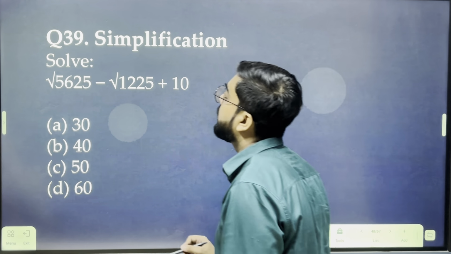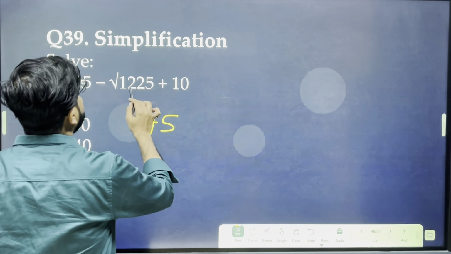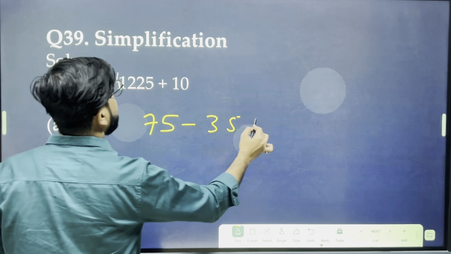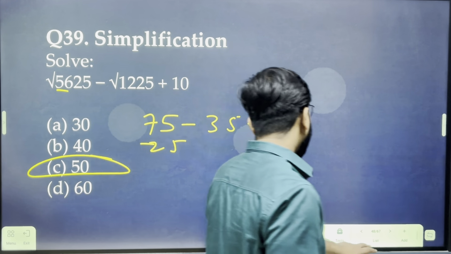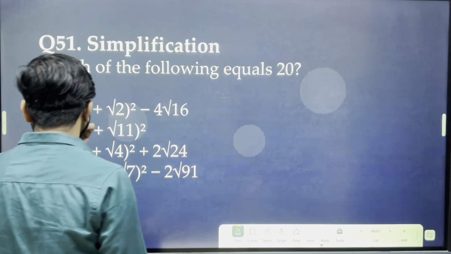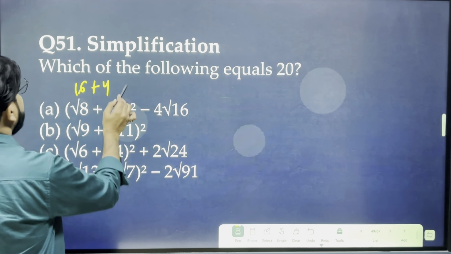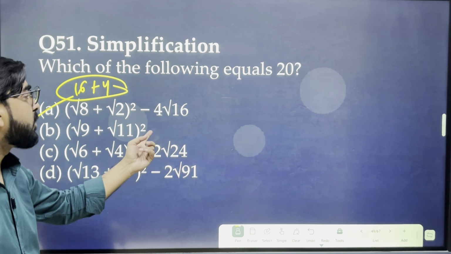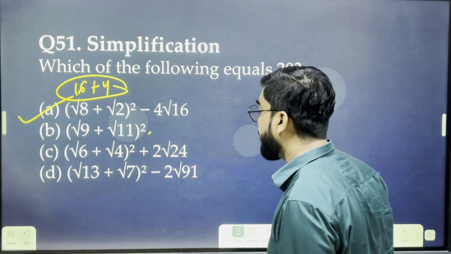Next question is, this is definitely 775 because 7 into 8 is 56, and this is 12, it means 35 because 3 into 4 is 12, minus plus, that becomes 25. 50 is the answer. This should be the speed, man. Which of the following equals 20? Think of this. 16 plus 4 minus 2 plus 2ab, 20. 9 plus 11 is also 20, but we do not have something to minus. Similarly, this is 13 plus 7, 20.